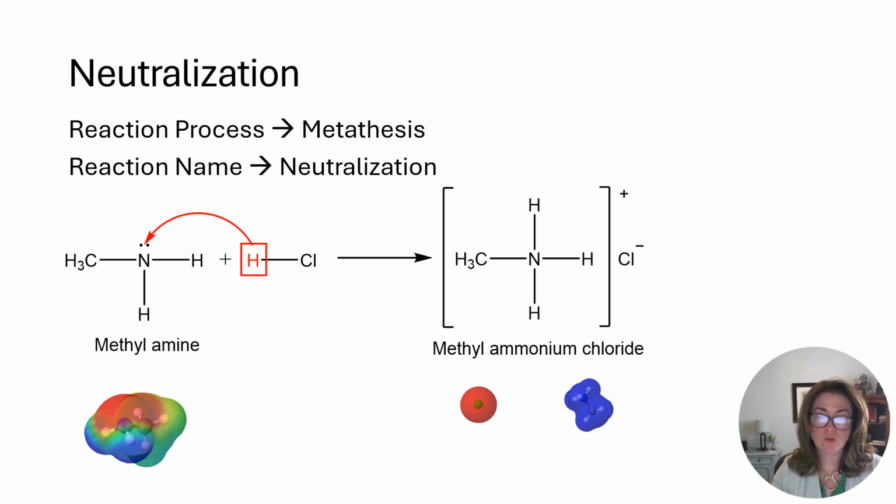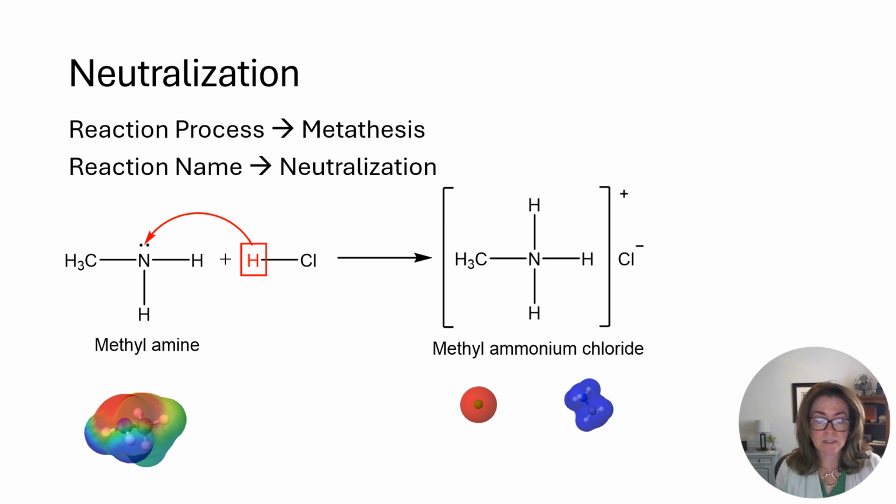Remember that the nitrogen has those lone pairs, which means that it can accept a proton from an acid. So an H+ from the acid is going onto the nitrogen, and that is going to give us a salt. It's going to give us an ion. It is going to give us, in this case, methylammonium chloride.